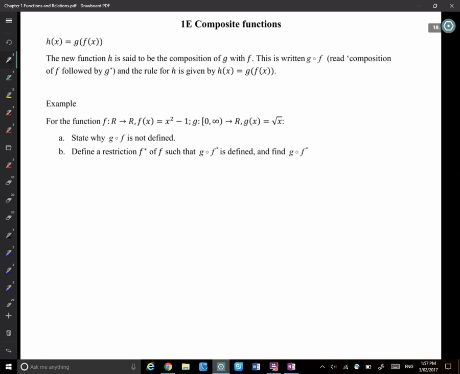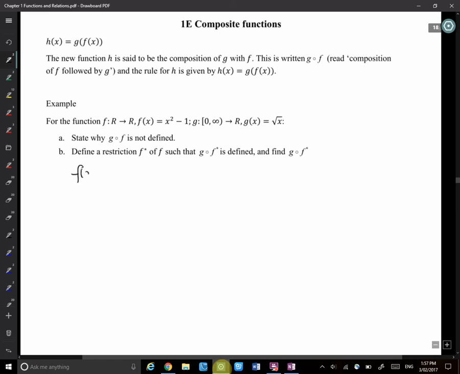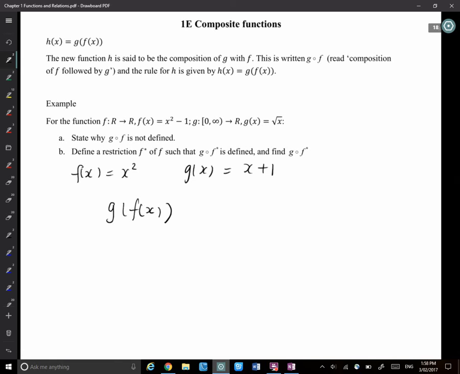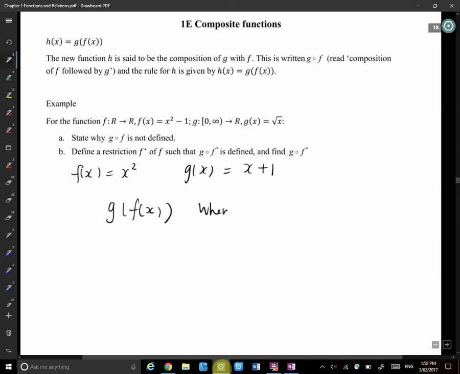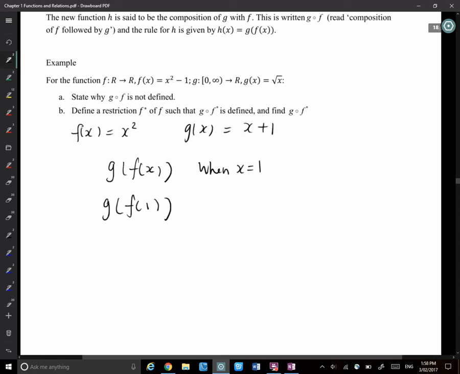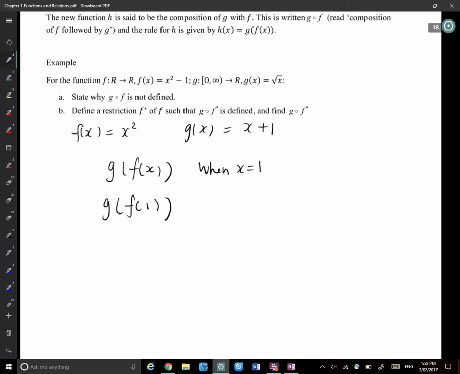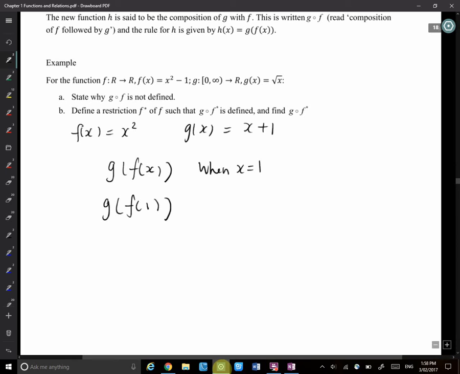Let's say f(x) equals x squared and g(x) equals x plus 1. I want to find g of f(x). So let's think about the value we have when x equals 1. I want to evaluate g(f(1)). That's what I want to evaluate. So I will evaluate f(1) first, right? So basically, I substitute x equals 1 into f(x).